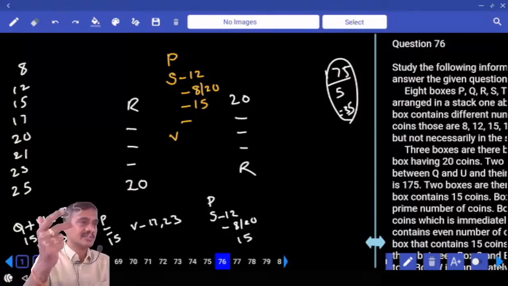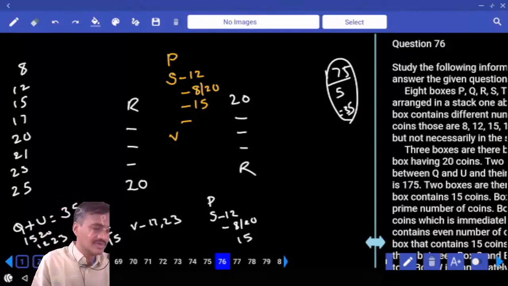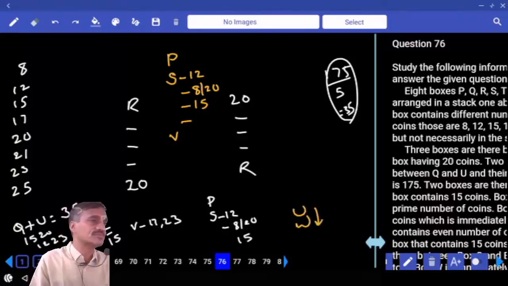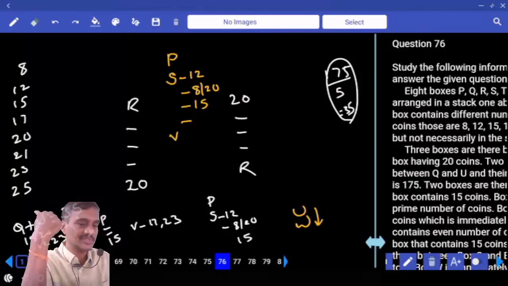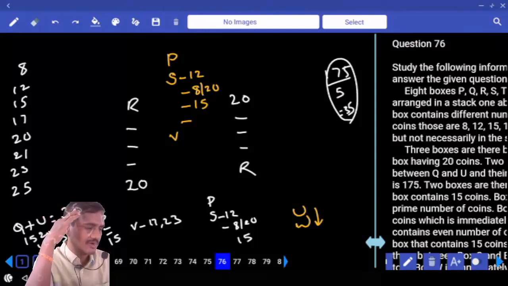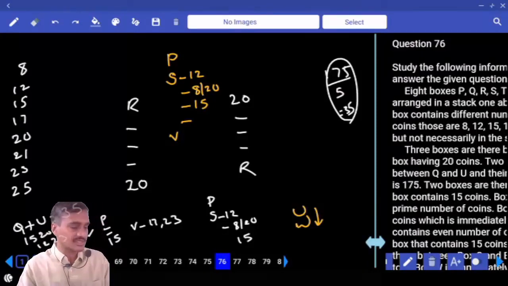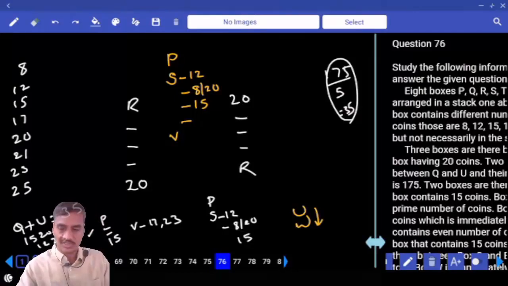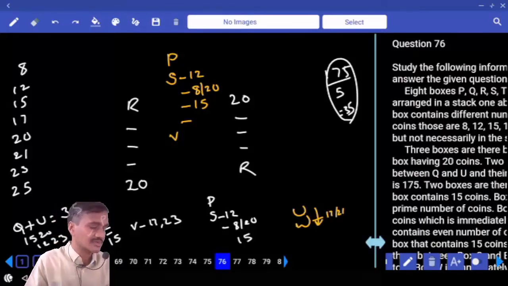1, 2, 3, 4, 5, 6 boxes were done. As 6 were done, the remaining 2 can be either above P or below P. And V is below S. And W is immediately below U. Now W is immediately below U means U and W must be together, whether before P, after V, or in between S and V. And next one, W is immediately below U and contains either 21 or 17. W contains either 17 or 21.